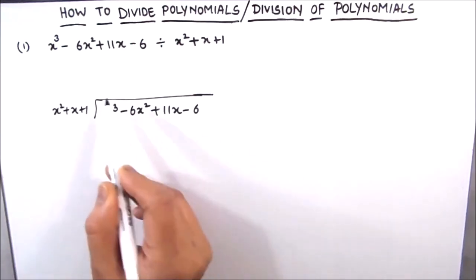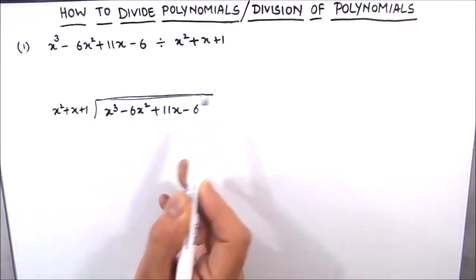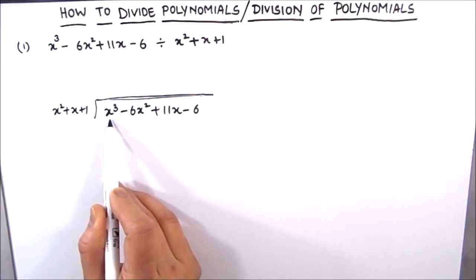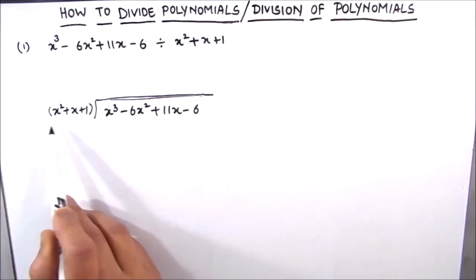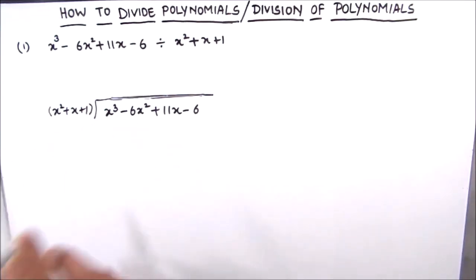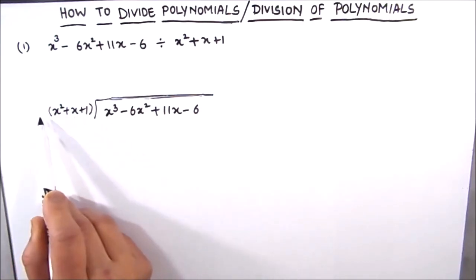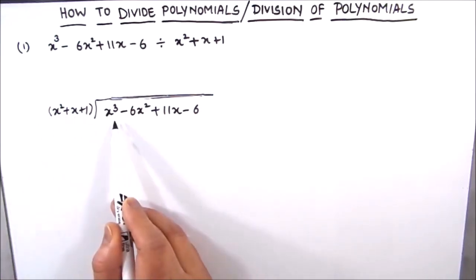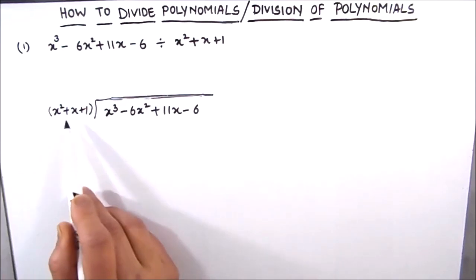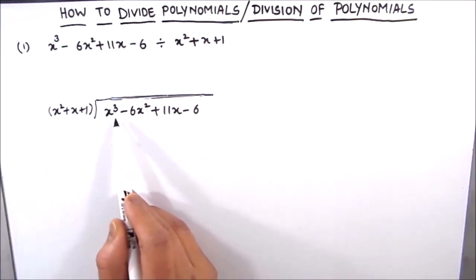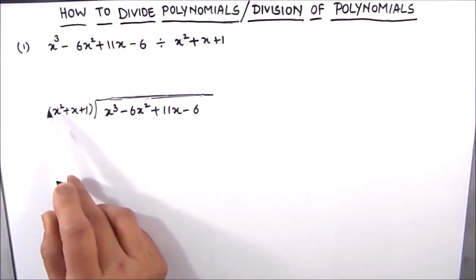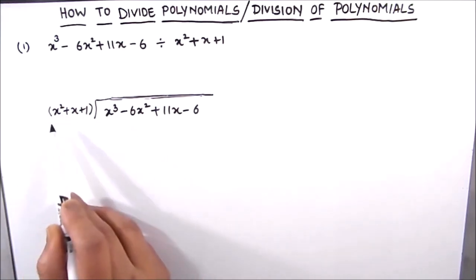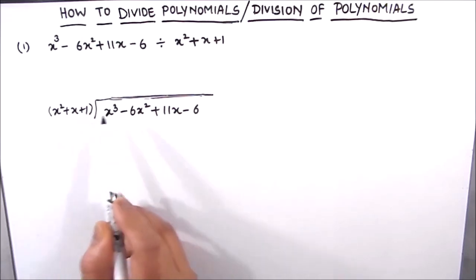The second step is to divide the first term, which is x cube here in this case, of the dividend by the divisor. So we need to divide x cube by this whole divisor. Third step is to multiply the divisor with the term required to get the term in the dividend. So here we have x square and we need to get x cube. For getting x cube, we need to multiply x square by x. We'll multiply this whole polynomial by x.